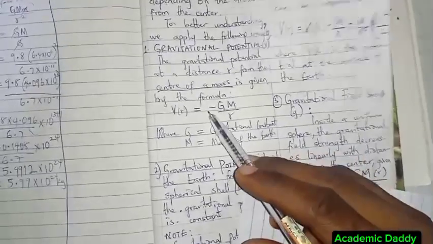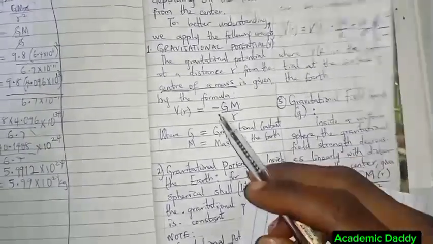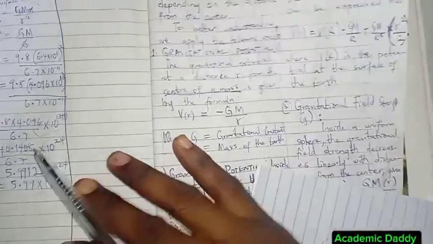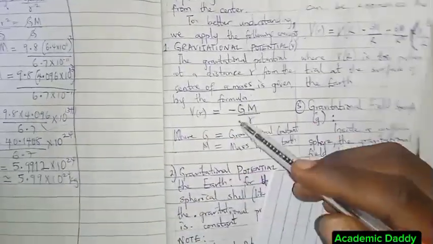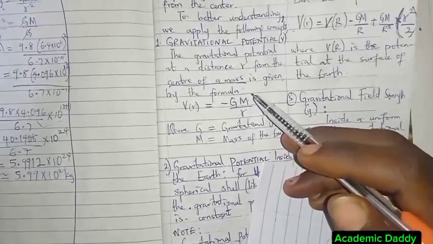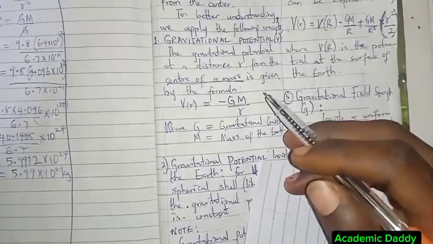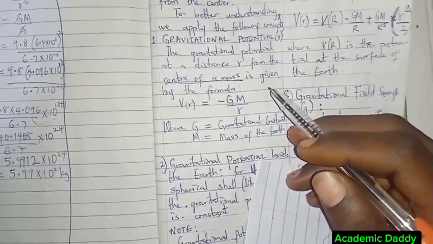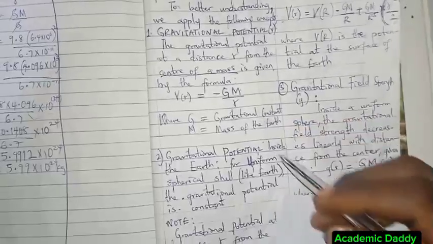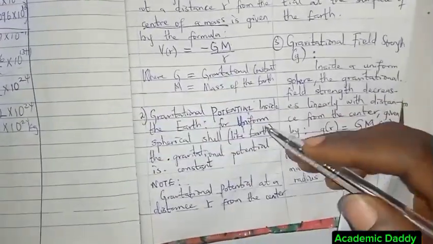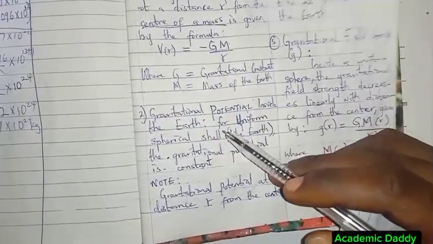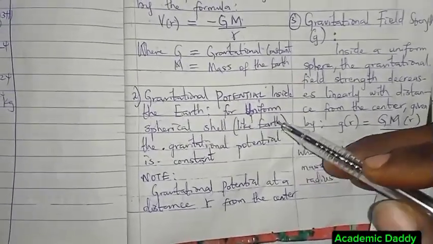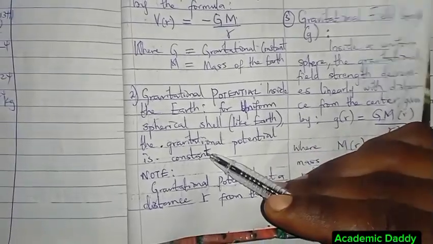So then the negative sign that you're seeing here is simply showing you that whenever something is acting on the center of earth, it's acting downwards vertically. I've explained this in class before. So it's negative. We normally say that gravitational potential of the earth is negative because it's acting downwards, and you know that in the y-axis, upward means plus, downwards means negative. So we now said another concept is gravitational potential inside the earth. So I now say for a uniform spherical shell like Earth, the gravitational potential is constant. You need to know that it's constant.